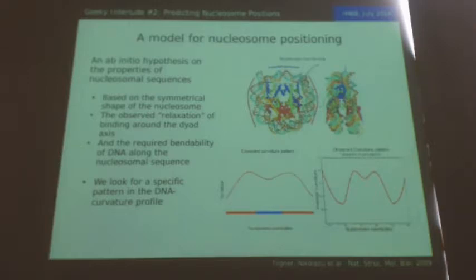So the idea was that if one would look at the predicted tendency of DNA to curve, to bend, you would expect that the perfect nucleosome would have a shape like this. So bending would increase and the DNA would go into the nucleosome, slightly relax around the diad axis, and then have a symmetric pattern as it goes up. So a symmetric DNA curvature with a local minimum in the middle. This is what we expected, and this is what you get if you look at the actual nucleosomal sequences based on a theoretical prediction of DNA curvature.